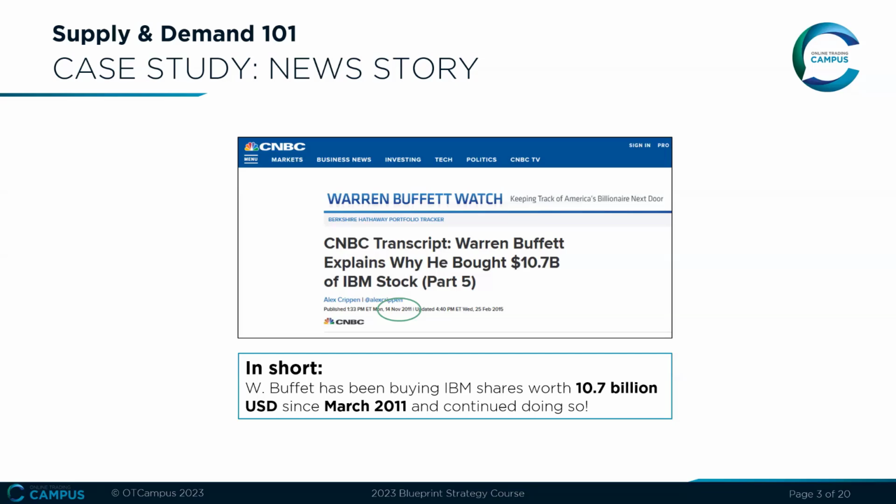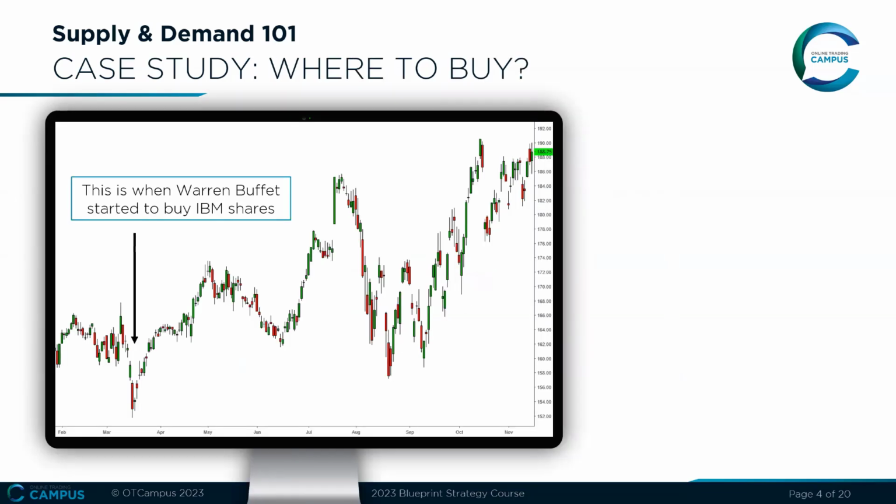Now, the goal of an institution like Warren Buffett is to ideally fill all their orders, and ideally at a favorable price. What we can see is that the area that some of you picked right here is representing March of 2011. In fact, this is representing the IBM chart from February to November 2011. So right here, you're dated in March 2011. Warren Buffett started to buy roughly around this period of time. The area you guys spotted is actually the area where Warren Buffett started to buy IBM stock.